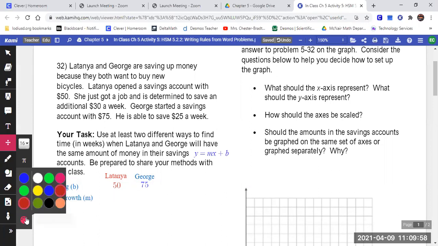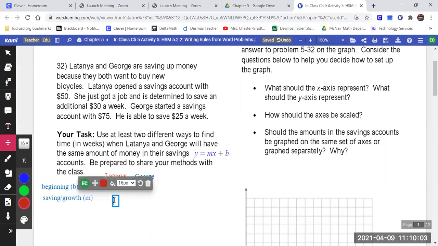Okay, so what is LaTanya's growth? According to the story, how much is she growing? 30, right? Okay. According to the story, how much is George growing by? Someone other than Marissa needs to be answering if they want their participation points. Okay, 25. Told us he's adding 25 each week.